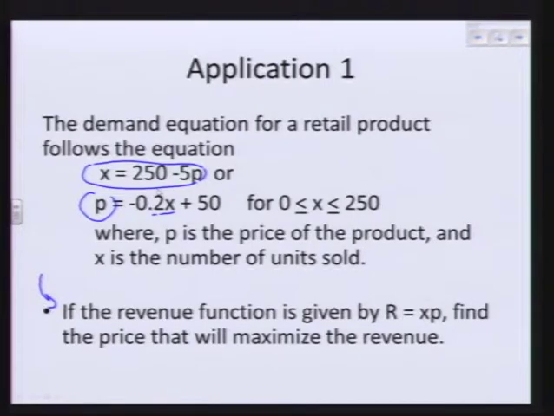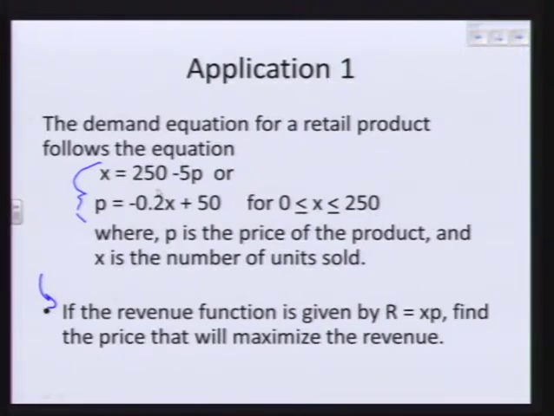All right, and I want to note that those two equations I started off with, the x equation and the p equation, and I want to emphasize this, are actually different forms of the same equation.